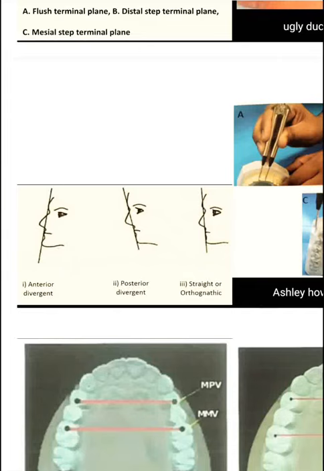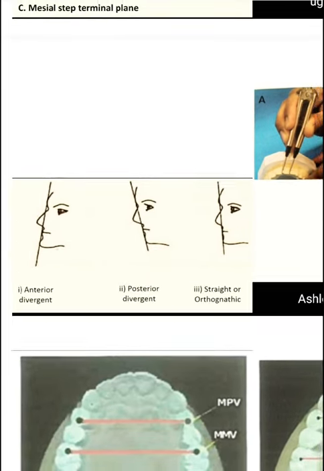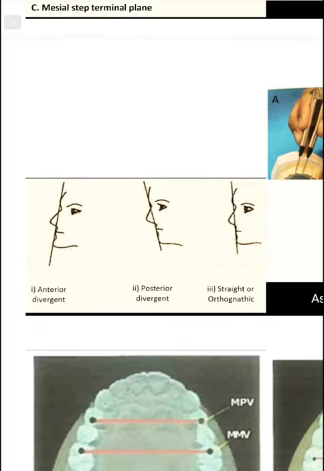So this is the continuation of the previous video. Facial divergence. Facial divergence is defined as an anterior or posterior inclination of the lower face relative to the forehead. Facial divergence can be of three types: anterior divergent, posterior divergent, straight or orthognathic.